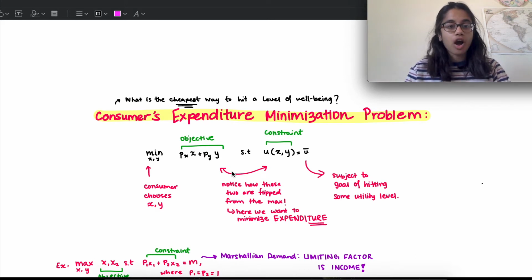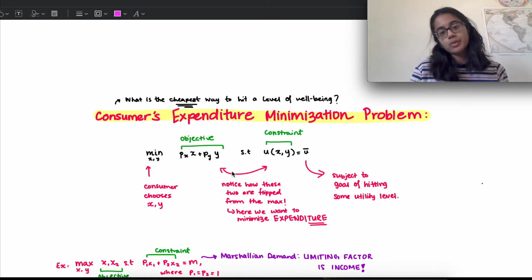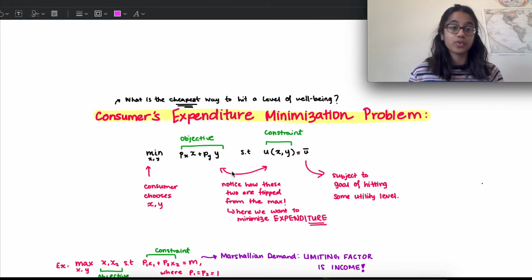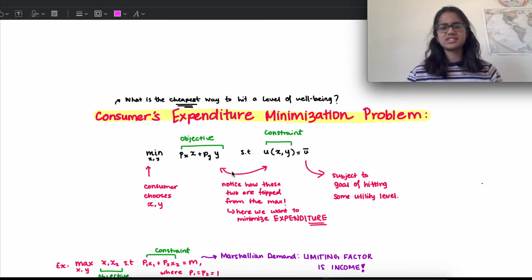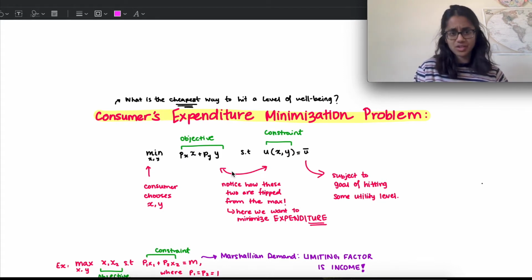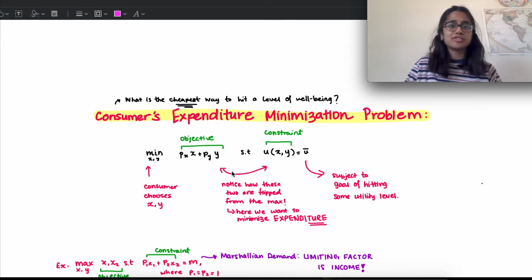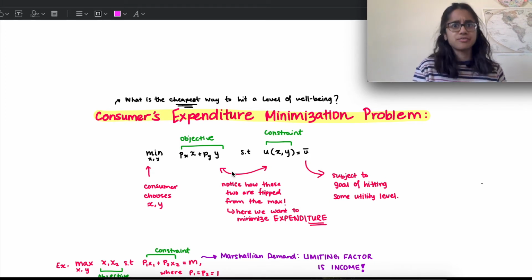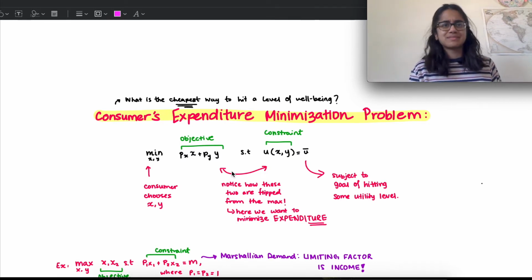To start off, we're switching our objectives and our constraints, and we're focusing on the consumer's expenditure minimization problem, right? Let's break these four words apart. The consumer's expenditure is the amount of money that a consumer is spending. Minimization means that you're trying to minimize the amount of money that you're spending. You don't want to spend $1,000 on something that costs $10. You want to minimize the amount of money that you're spending. That's just basic consumer behavior.